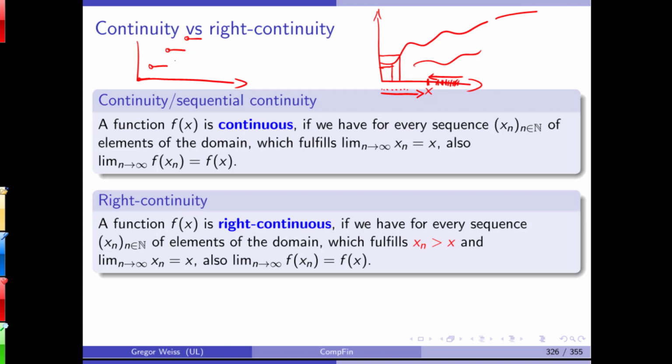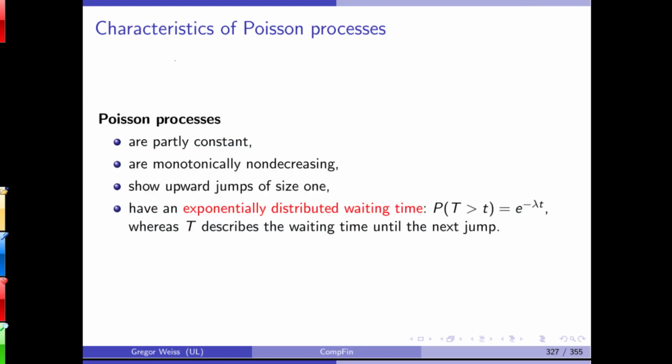This function is not continuous, but it's right continuous. Ja, also eine Treppenfunktion ist nicht stetig, aber sie ist rechtsseitig stetig. Vielleicht sogar schon in der Schule mal gemacht. Ja? Wenn man von rechts kommt, klappt es. Okay. And this is obviously what we need here with the jump process. The function can jump, but if you take a look at it from the right, it is still continuous.